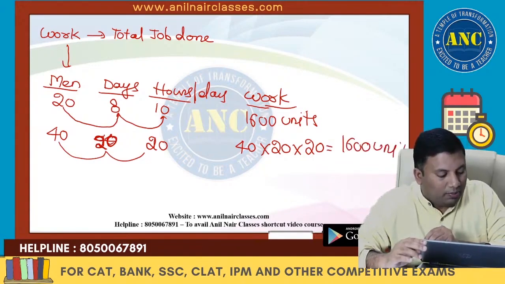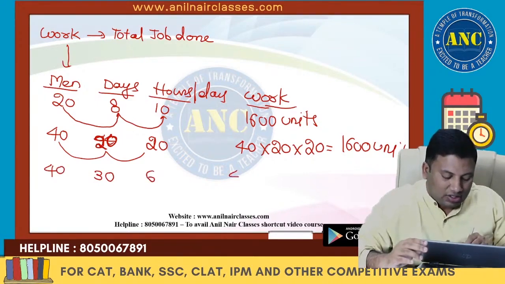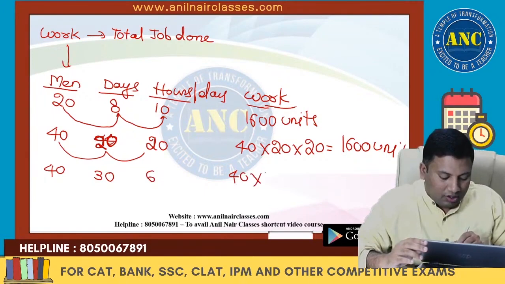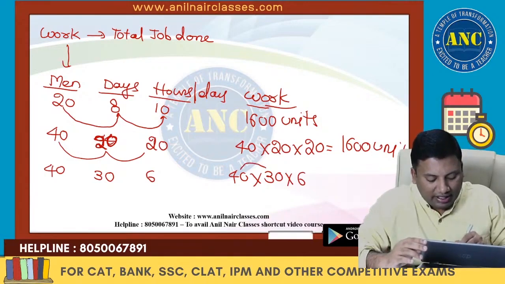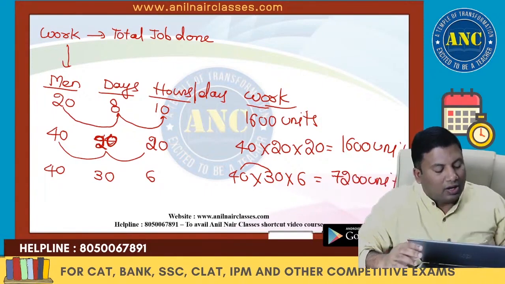So the value could be anything, sir. Suppose they are working for 30 days. The number of people is 40. Each is working for 6 hours. So the total job done is 40 into 30 into 6. 40 into 30 is 1200, 1200 into 6, total 7,200 units.